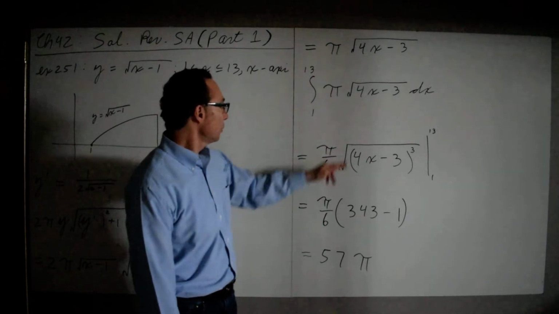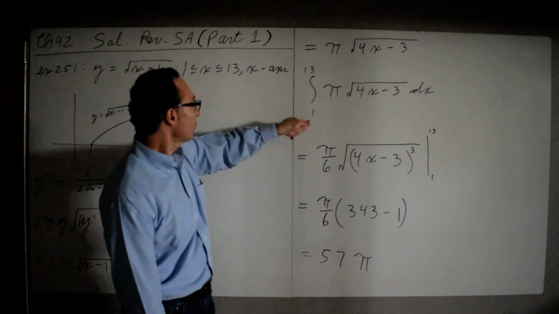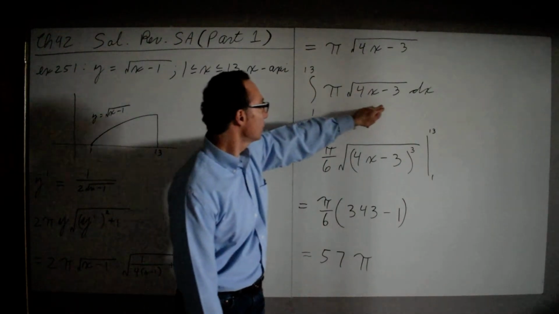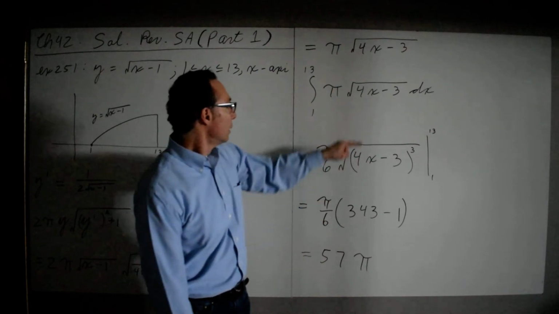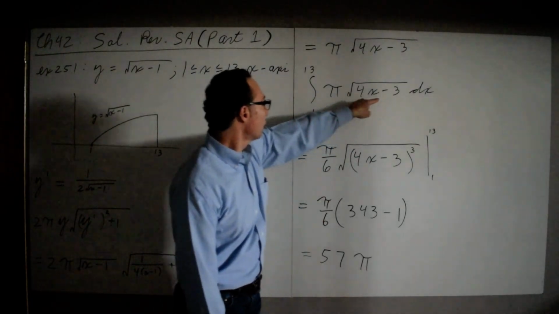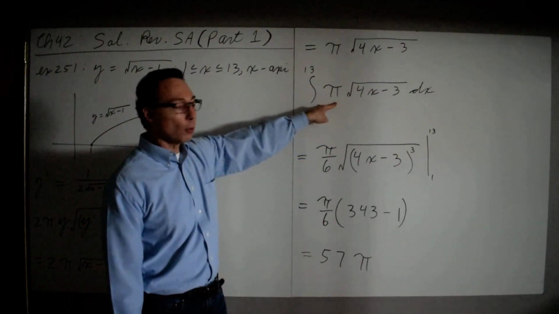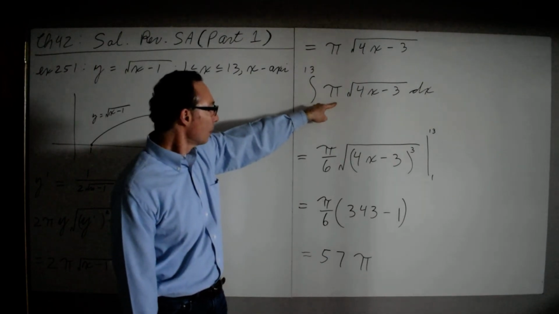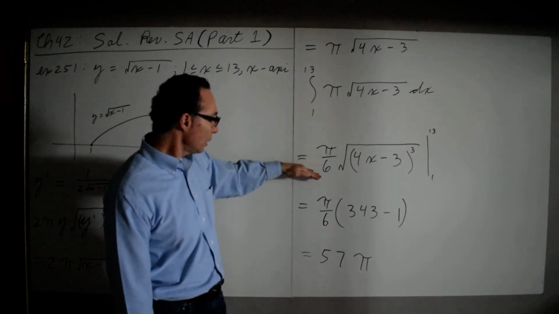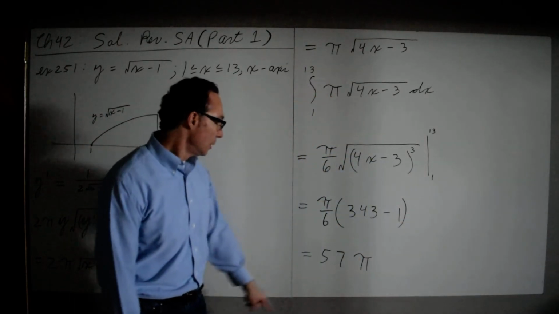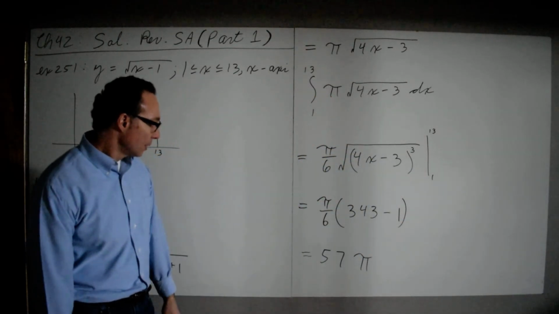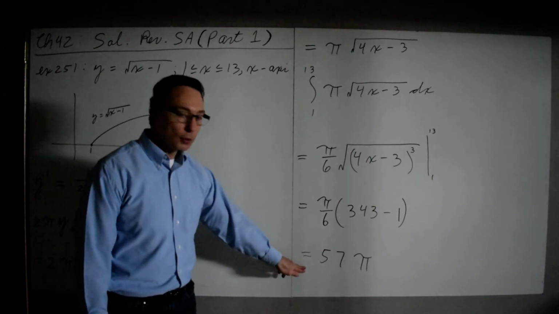So now we have a function to integrate. We integrate from 1 to 13 of pi times the square root of 4x minus 3. This is just finding an antiderivative. This is actually a Calculus 1 problem. So we find our antiderivative. We'll substitute 13, we'll substitute 1, then we'll subtract. And that simplifies to 57 pi.